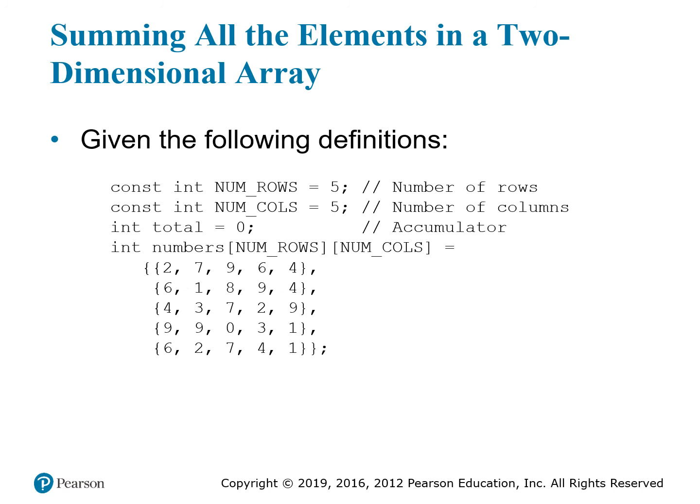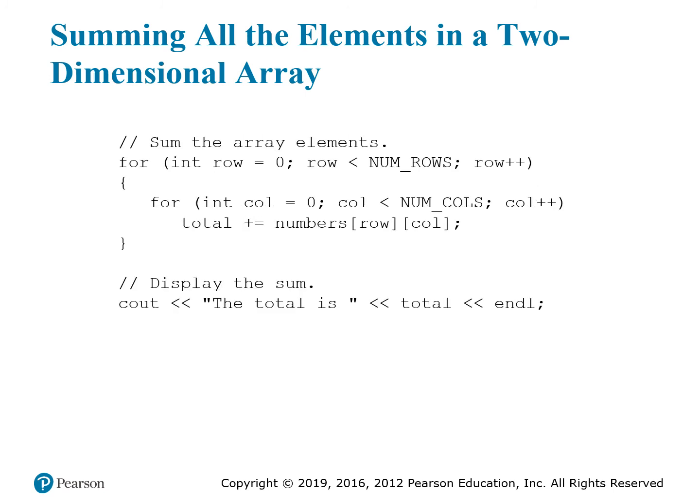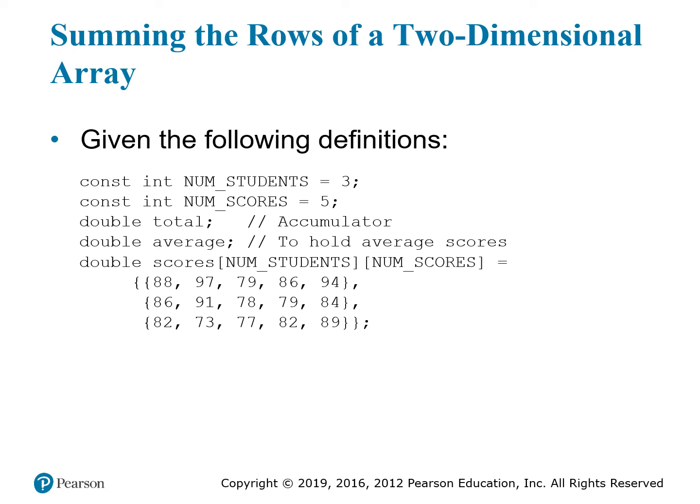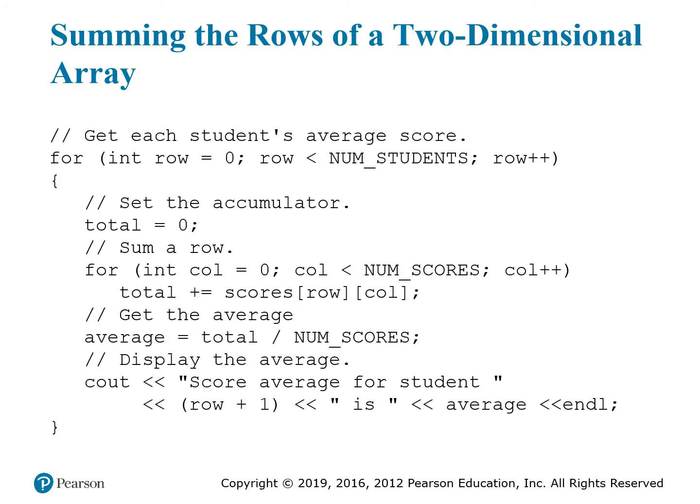Okay, we can sum all the elements in a 2-dimensional array by just walking through all the rows and then all the columns, and then just display the total. Or we can sum just the rows, for example: we go through the rows, and then within a row we go through the columns and get a total, and then maybe we want the average. So the score for student row +1, because again the indexes are all off by 1, is the average we calculated for that row, and then we go back and do the whole thing again for the next row. Okay, set the total back to 0 and then start summing up the next row.